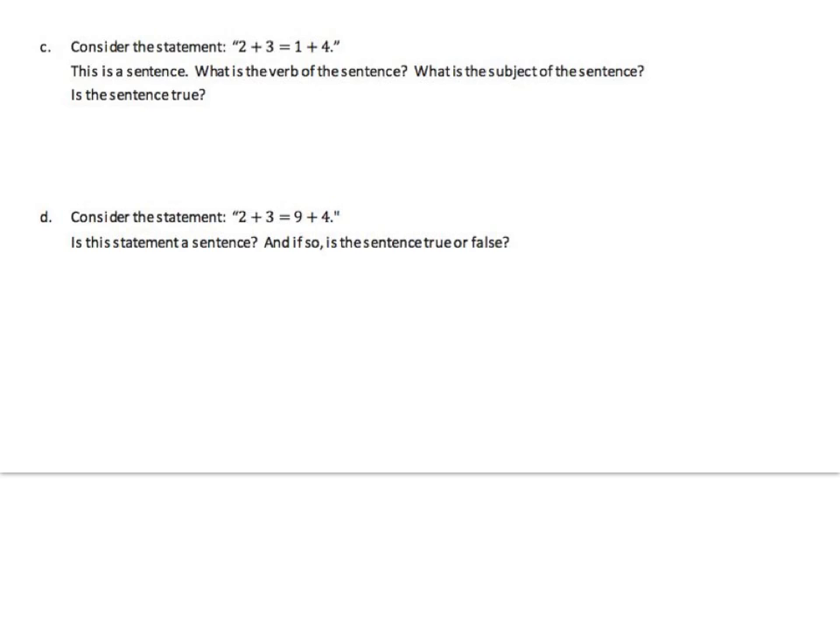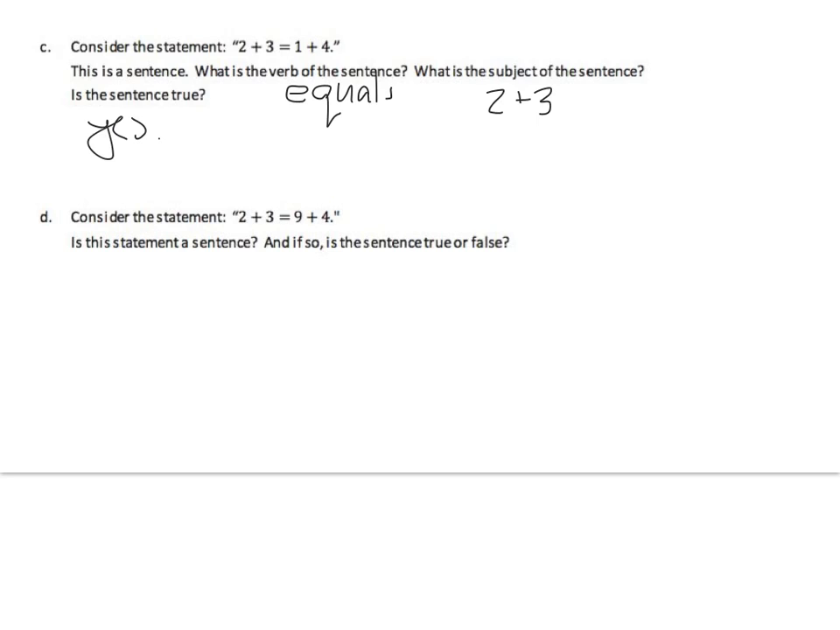Consider the statement 2 plus 3 equals 1 plus 4. This is a sentence. What is the verb of the sentence? The verb actually here is equals. Just like with the last two, we had the verb being is. Well, the verb here is equals. And what is the subject of the sentence? We have 2 plus 3 because it's the thing before the equals. Is this a true sentence?